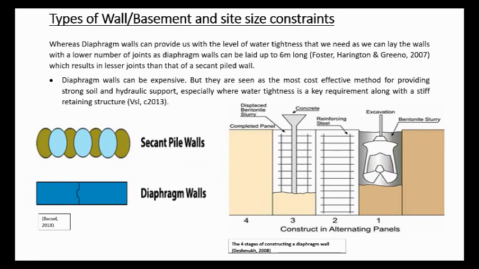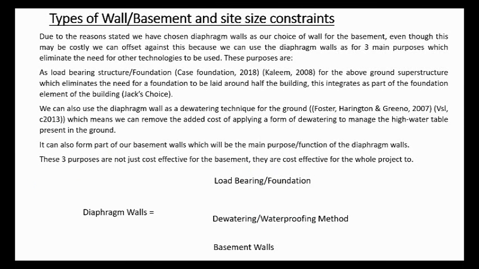Whereas diaphragm walls can provide us with the level of water tightness that we need, as we can lay the walls with a lower number of joints, as diaphragm walls can be laid up to 6 meters long, which results in lesser joints than that of a secant piled wall. With the previous research being considered, I will be choosing diaphragm walls as our basement wall choice, as they can be used as a form of foundation to support the superstructure, as a dewatering technique for the ground, and also to form our basement walls.